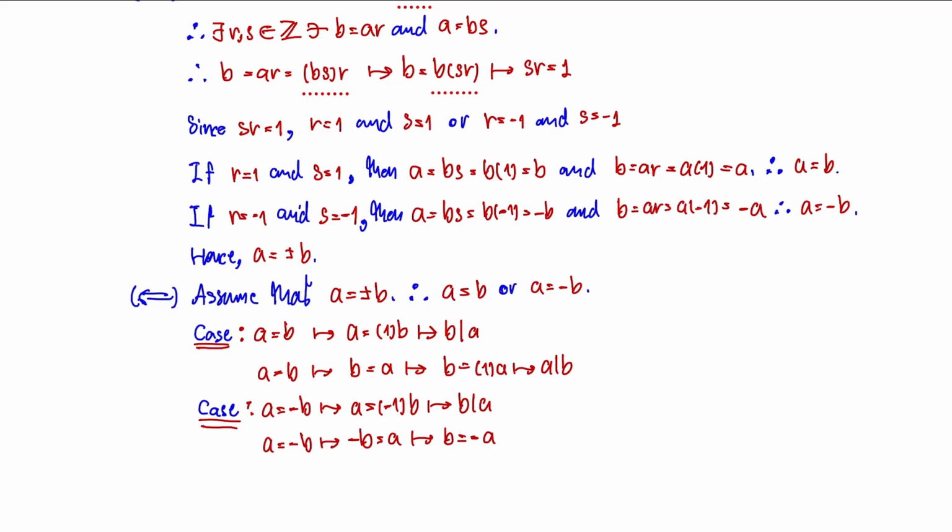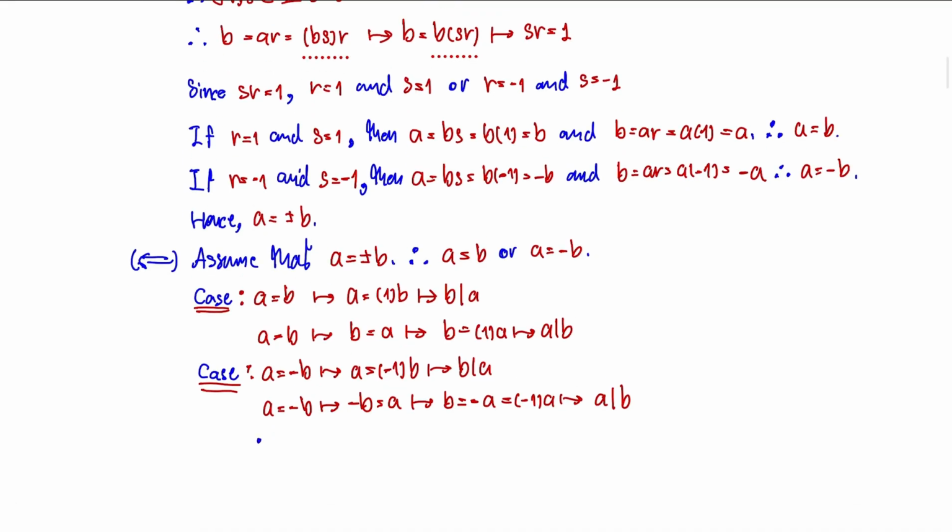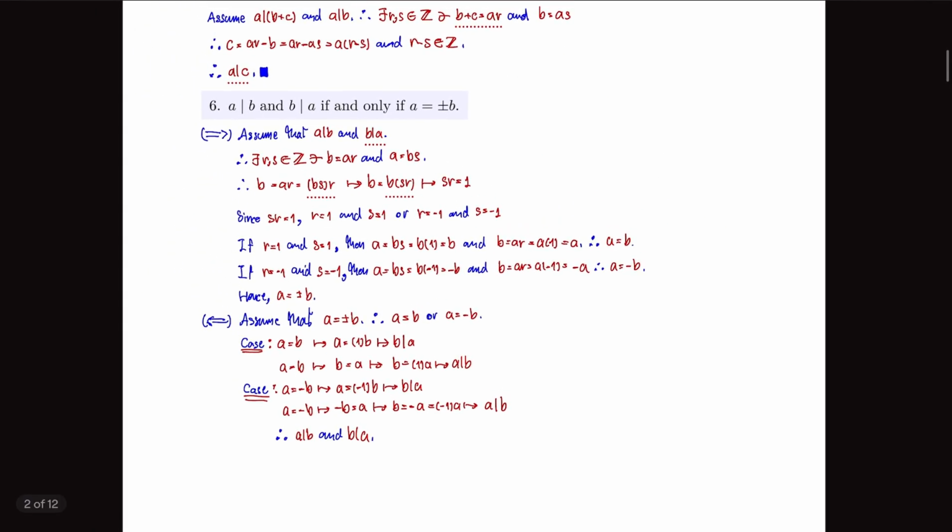So what is minus A? Minus A is minus 1 times A. So that means that from this one we gotta have A divide B. Okay, this one is quite obvious. So we're gonna have A divide B and B divide A. Okay, that's the 6th property.